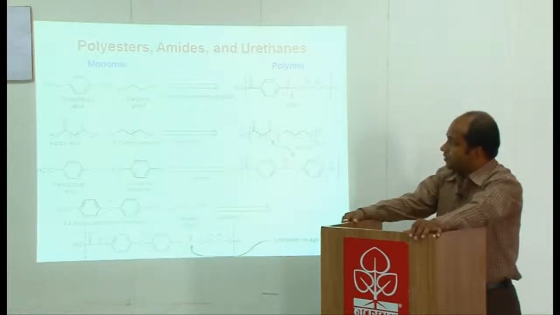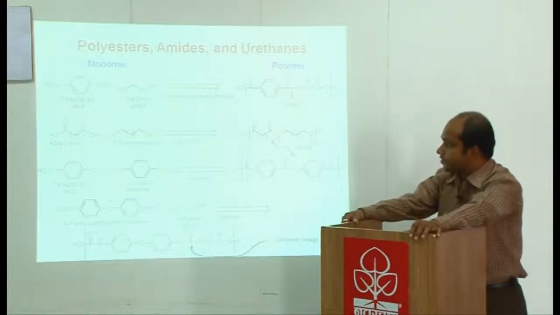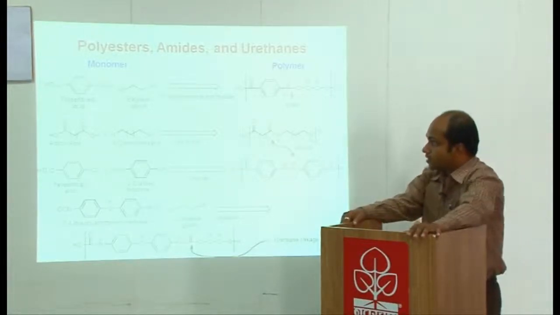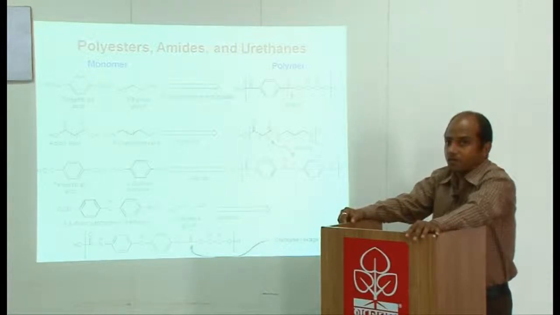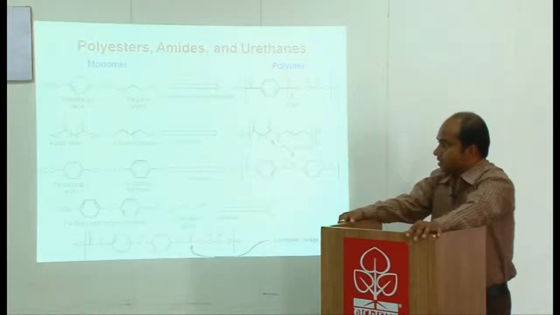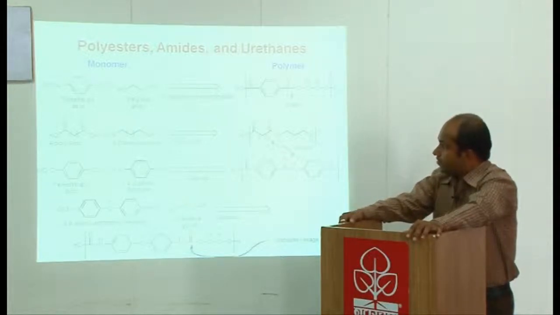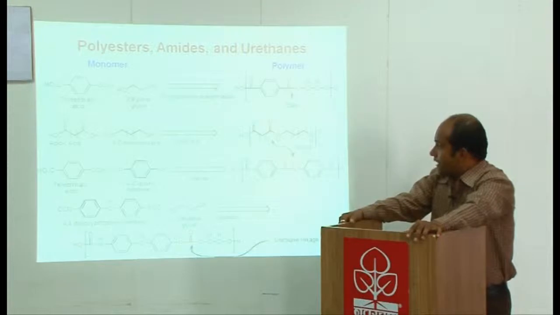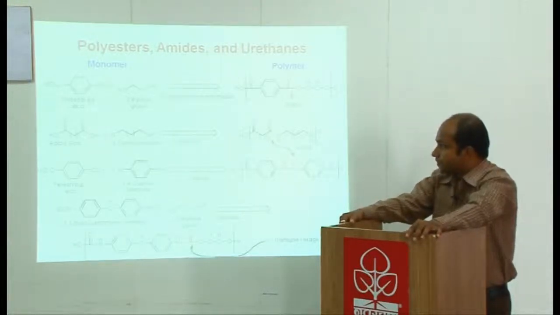A very common polymer which is important in the industry is nylon 6,6. The monomers, or the raw material, for the formation of nylon 6,6 are adipic acid and 1,6-diaminohexane. So you have an addition reaction forming an amide linkage resulting in nylon 6,6.